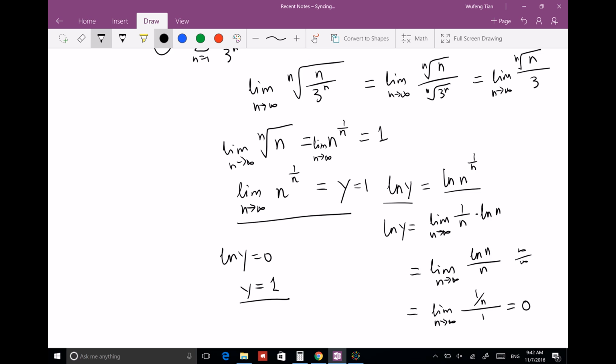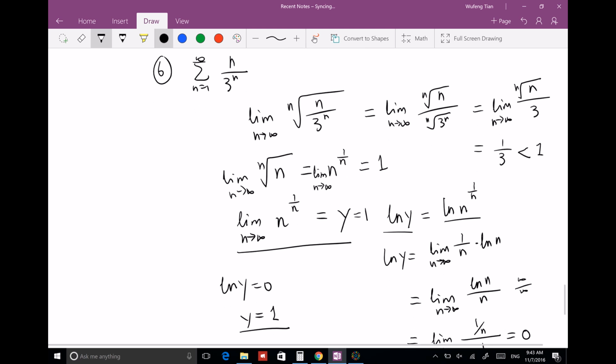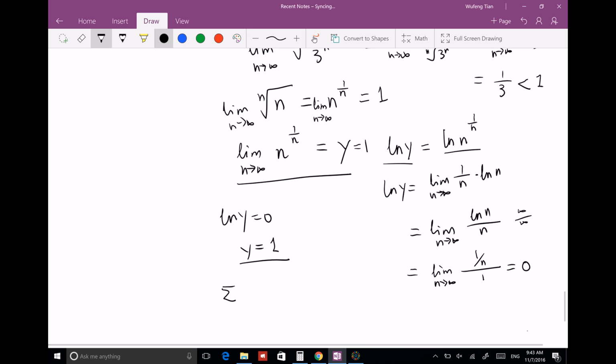You put that over, yeah, to the 1 is going to be 1/3. And this one, compared with the 1, is less than 1. So they converge. Perfect. Thank you very much. And the series from 1 to infinity of n over 3 to the power n converges. Okay, so next one.